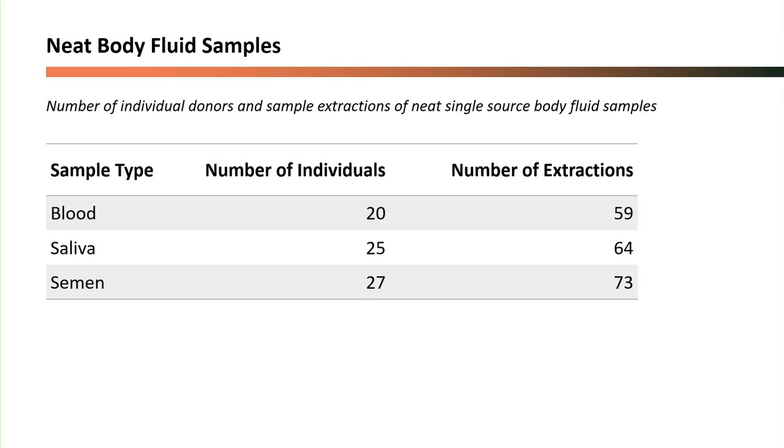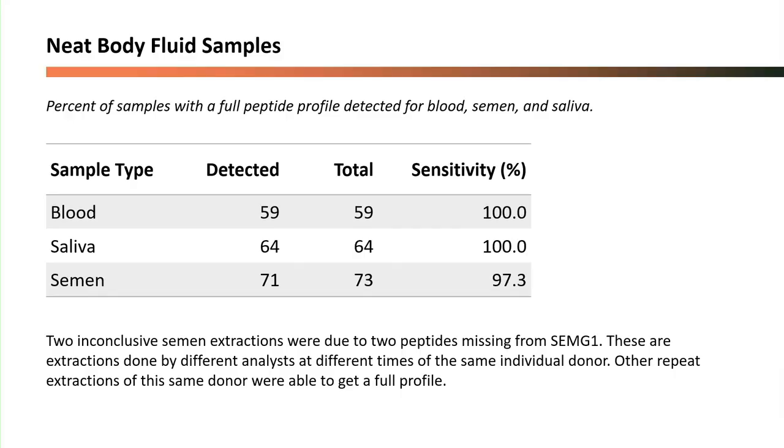So first off, we tested a lot of just neat body fluid samples, neat meaning that we solubilized in a volume aliquot of liquid body fluid sample and processed it. And so those samples came from between 20 and 27 different individuals. And then each of those were extracted multiple times by different analysts. So we're getting a full characterization of what the assay can do. And for those neat samples, for blood and saliva, we detected blood and saliva in those samples 100% of the time.